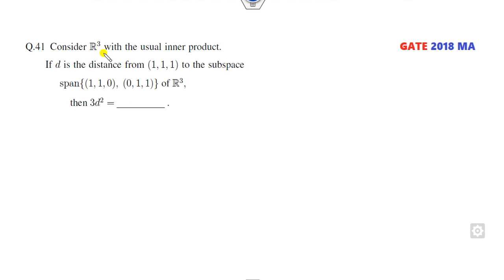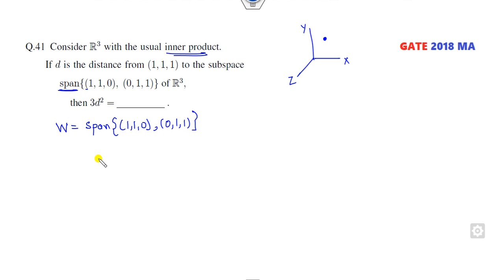Okay, look at this other one. R cube is the usual inner product space. d is the distance from the point (x, y, z), say (1, 1, 1), to the subspace, which is the span of (1, 1, 0) and (0, 1, 1). How do you write this span? It's a linear combination of these, where alpha and beta are real numbers. So this is (alpha, alpha plus beta, beta), fine.